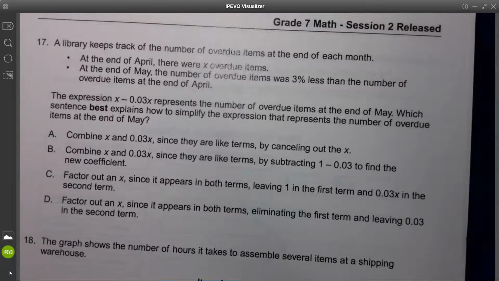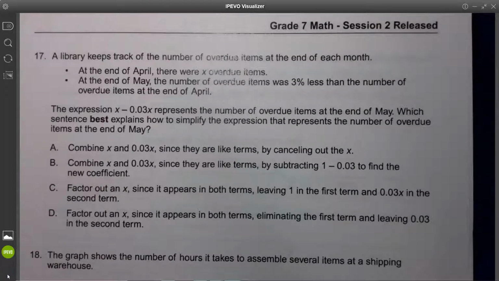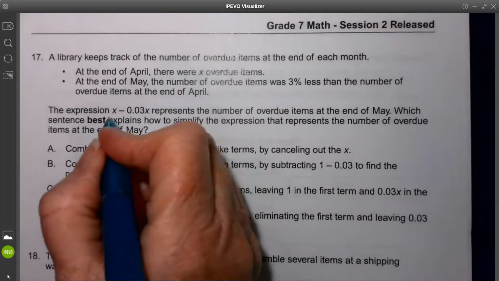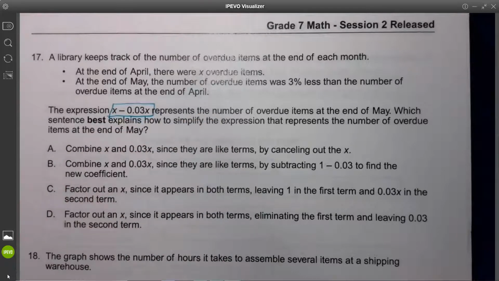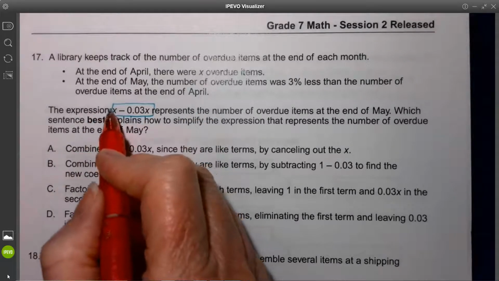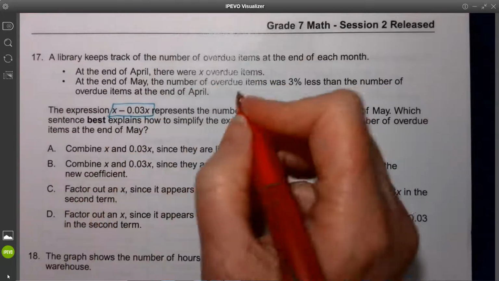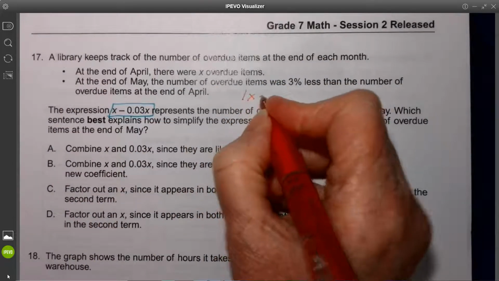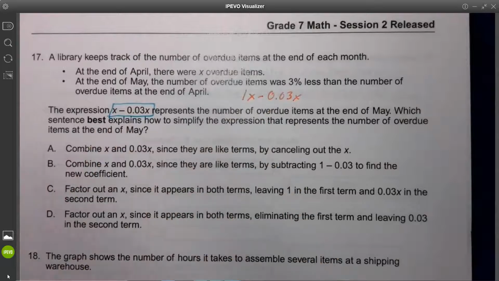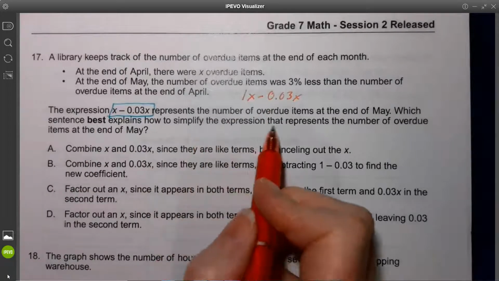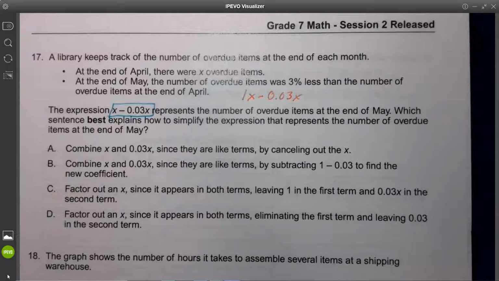Okay, read 17, pause. Now this one looks like it's confusing at first, but what we've got to concentrate on is right here. They give us the expression, x minus 0.03x. And remember, if I ever have a variable that doesn't have a number visible, that means that there's actually a 1. So this is 1x minus 0.03x. That's what this is saying. That's the same thing. Now, what this basically does, best explains how to simplify, is this is asking you if you know about like terms.